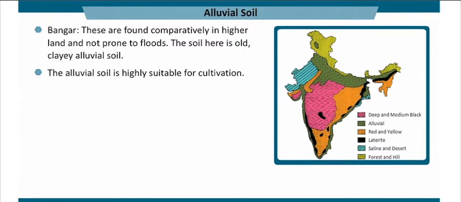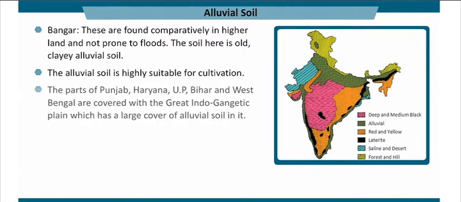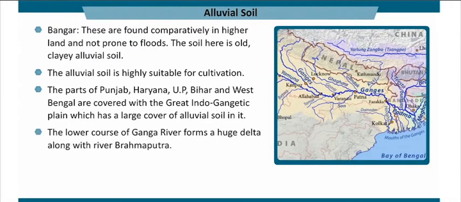Crops like wheat, rice, sugarcane, and cotton can grow well in this type of soil. Parts of Punjab, Haryana, UP, Bihar, and West Bengal are covered by the Great Indo-Gangetic Plain, which has a large cover of alluvial soil in it. The lower course of the Ganga River forms a huge delta along with the river Brahmaputra. These areas are used for jute cultivation.